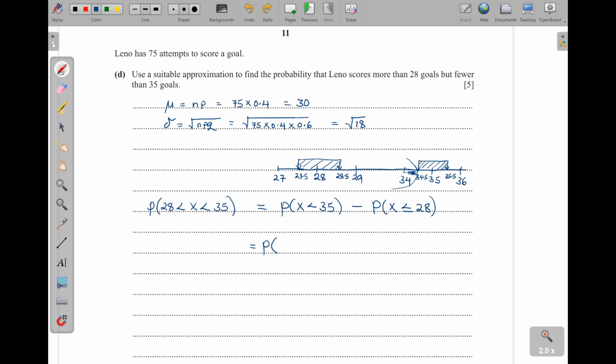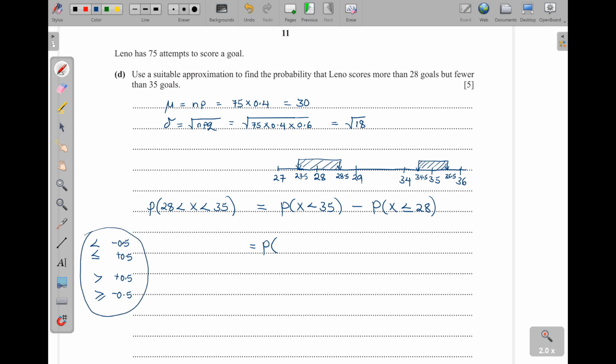I've always said that if it is less than, you always subtract 0.5. So for less than, subtract 0.5. For less than or equal, add 0.5. For greater than, add 0.5. And for greater than or equal, you subtract 0.5. I've already said this in all the previous videos.